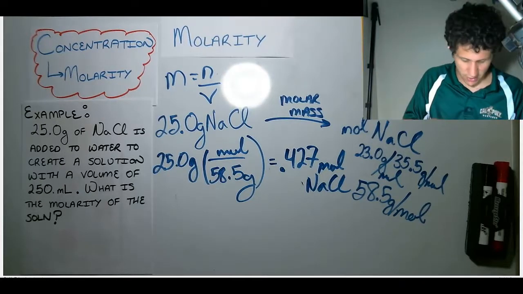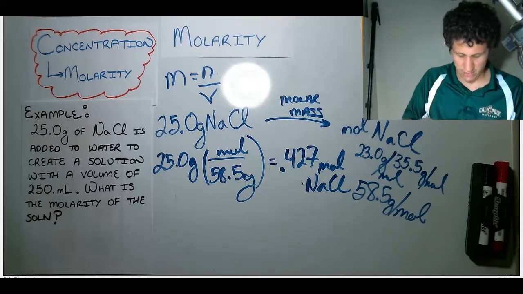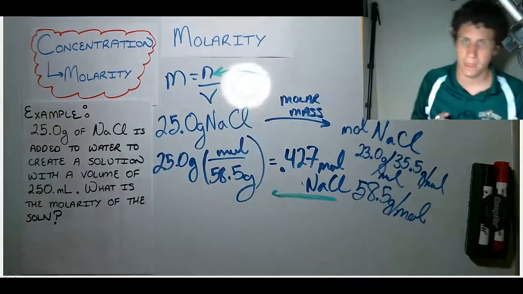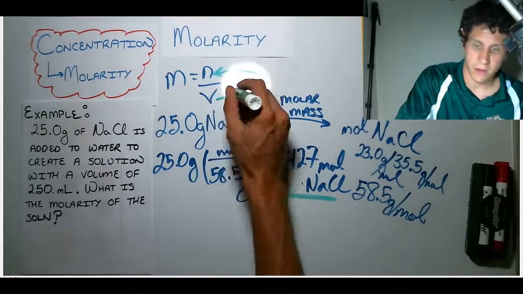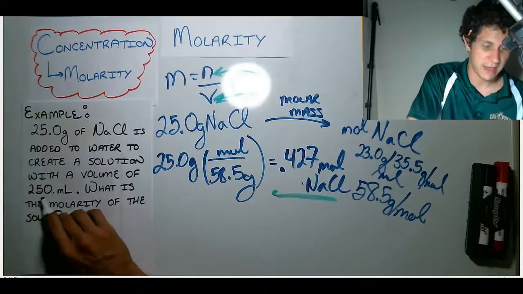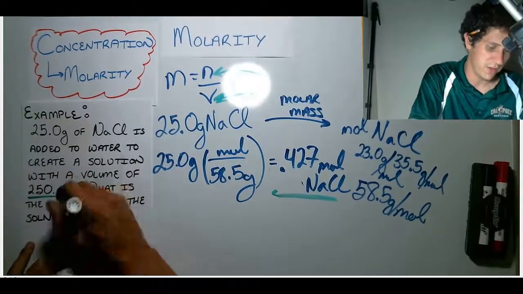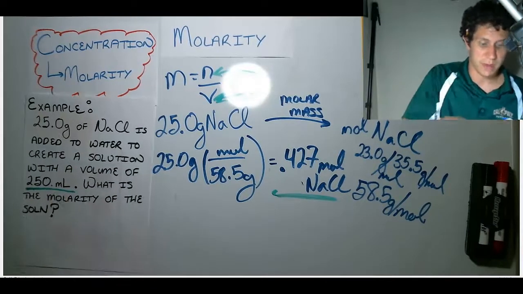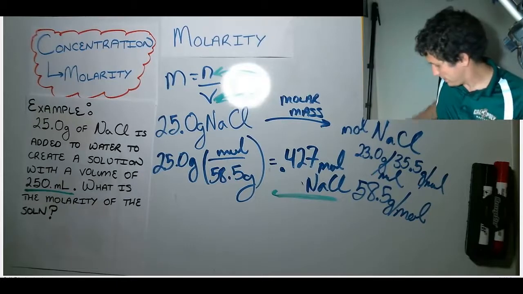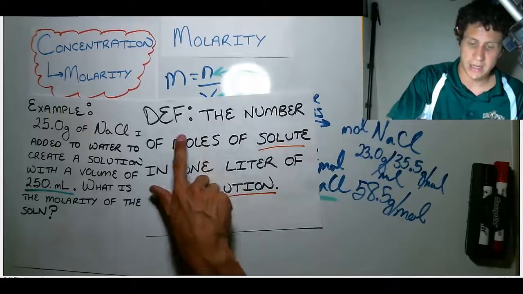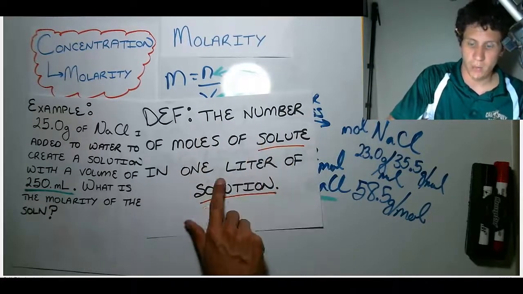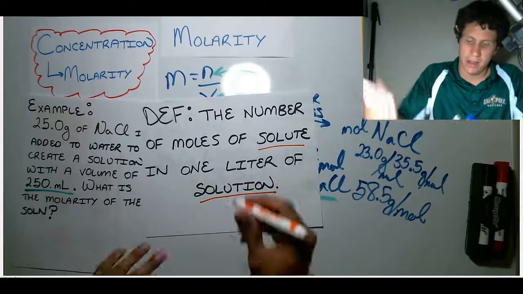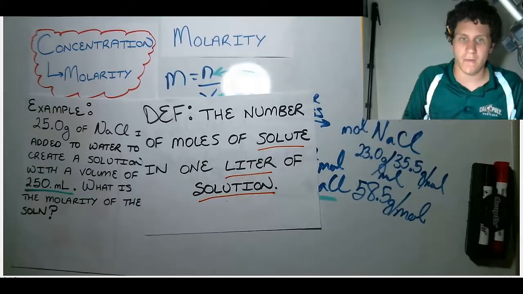So we've got our first component. We've got our first bit here. So this is our N. Now I just need our volume. Well, our volume was kindly given to us in the problem. It's 250 milliliters. Now, I'm not going to use 250 milliliters, though, because if you'll remember back to our definition, it states that it's the number of moles of solute in 1 liter. Liter is a key word here, meaning that our volume needs to be converted.